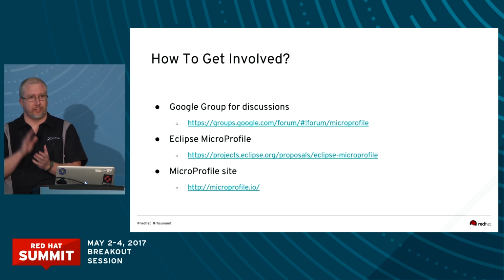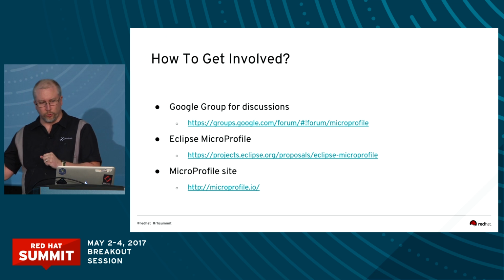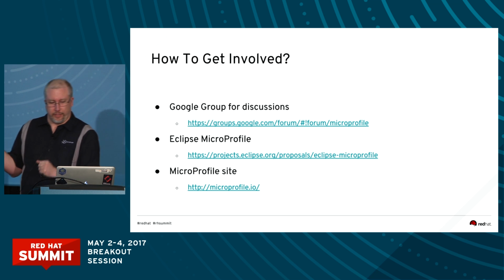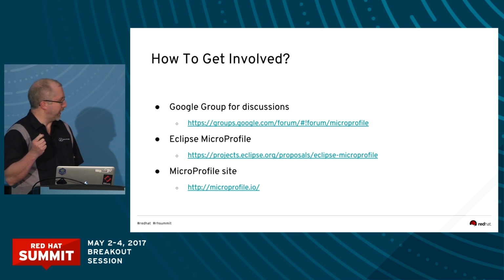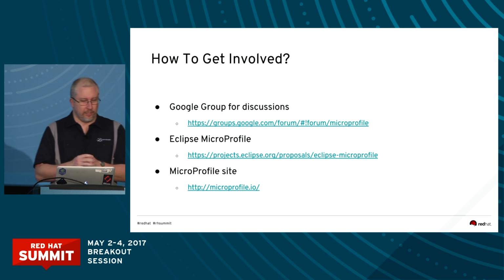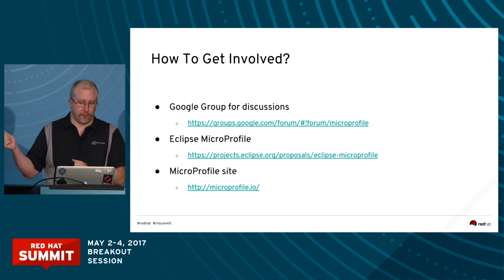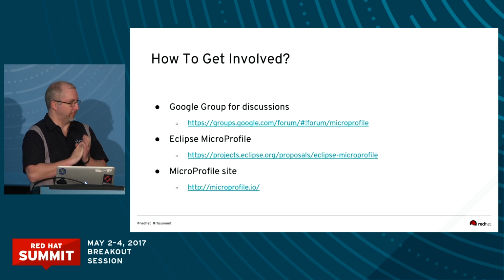And obviously, to get involved with the Eclipse MicroProfile process, we have the Google group, which is where pretty much everything happens. There is an Eclipse MicroProfile site, which doesn't have a whole lot other than probably the calendar and maybe some status pages for a couple of the proposals right now. That's certainly an area we need to work on and improve. And then there's the original microprofile.io site, which probably also needs some love.